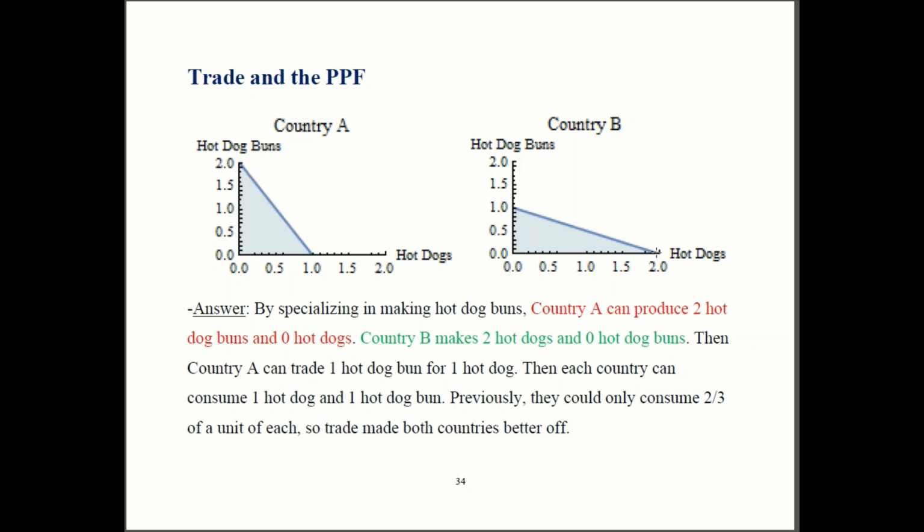Well, it's a big improvement over what we had a few slides ago. Remember, when there was no trade, the best they could do was 2/3 each. So, as if by magic, trade created an extra third of a hot dog and an extra third of a hot dog bun in both countries. So yes, trade creates value. The intuition? When you have trade, you can specialize in what you do more efficiently, and you don't have to spend so much effort on things you don't do very well. That's how trade creates value. If someone else is more efficient at making hot dogs, let them make the hot dogs and trade for it.